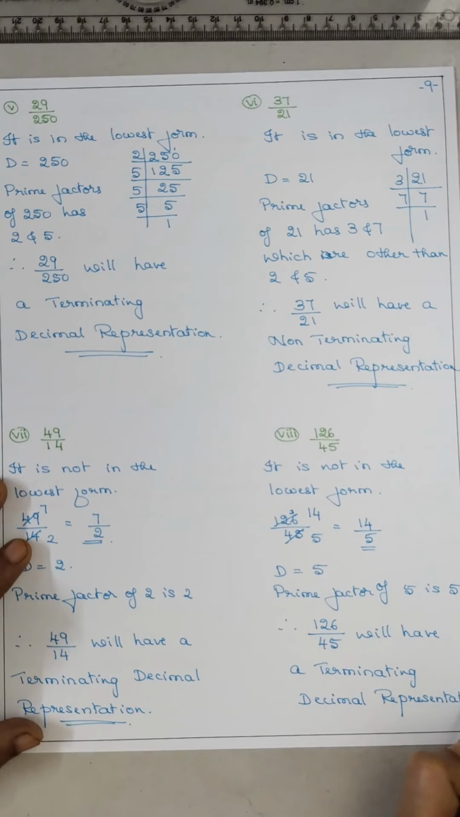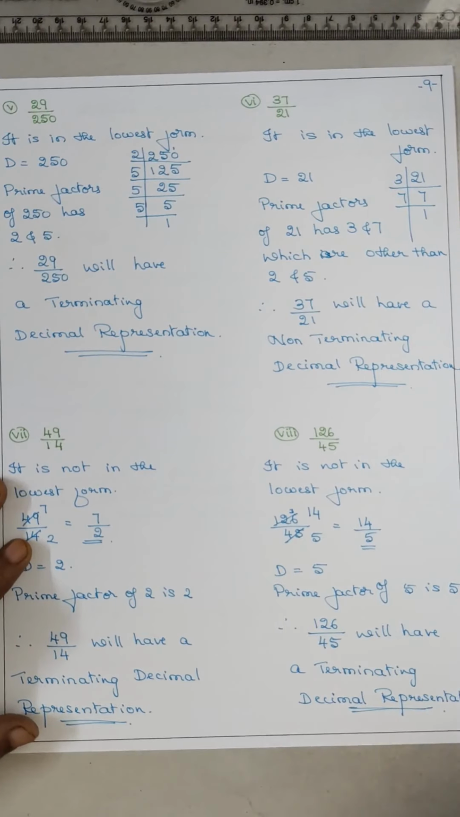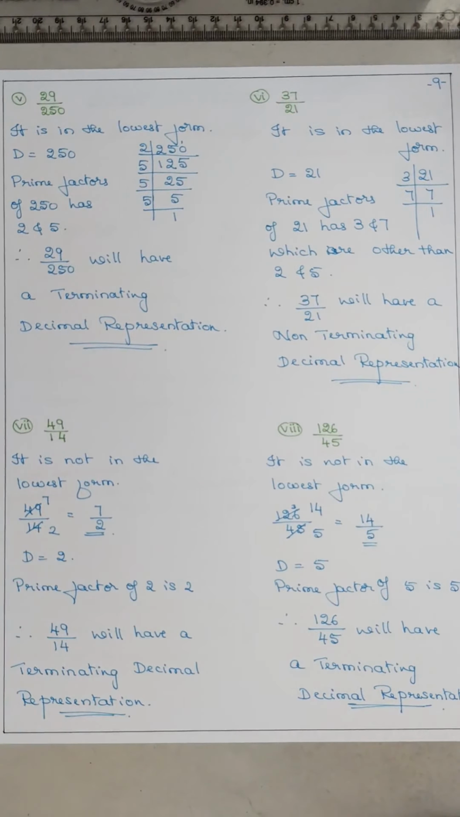Okay. Hope you are confident of this topic. Without long division, directly you can say whether it is terminating or non-terminating decimal representation. Remember, first step is to convert into the lowest term if it is not. Then for the denominator, you see the prime factors. It should be either 2 or 5 or 2 and 5. Then it will have a terminating decimal representation, otherwise it will have a non-terminating decimal representation.